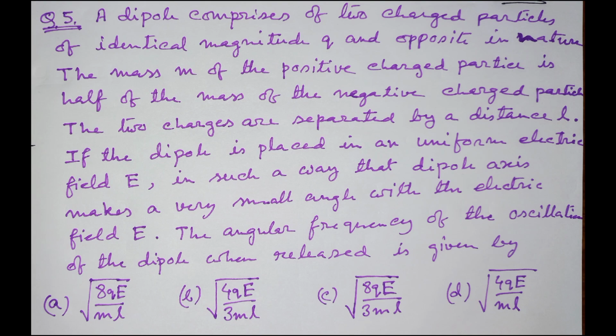Question number 5. A dipole comprises two charged particles of identical magnitude q and opposite in nature. The mass m of the positive charged particle is half of the mass of the negative charged particle. The two charges are separated by a distance L. If the dipole is placed in a uniform electric field E in such a way that the dipole axis makes a very small angle with the electric field E, the angular frequency of oscillation of the dipole when released is given by, there are four options.